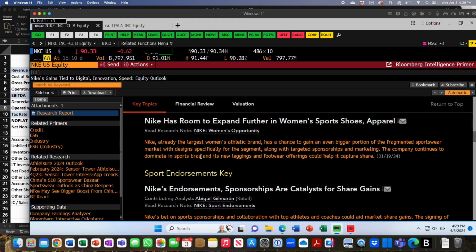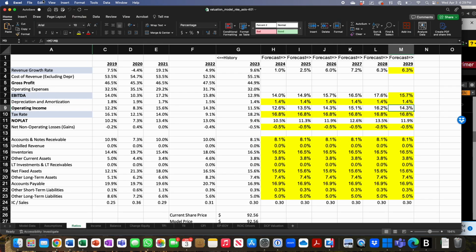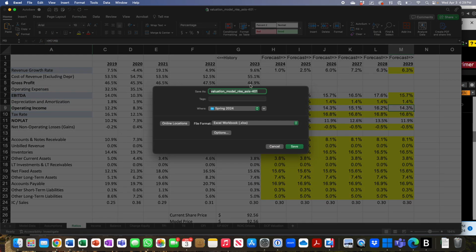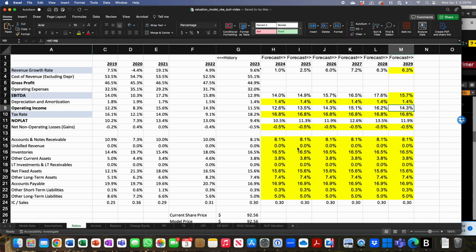Okay? So now we go into our bull and our bear. Doesn't matter which one you go first. But the point is, take your as-is file, save as, and I'm going to call this my bull. This is the one I'm doing for the video. Now, when you do a bull or a bear, I'm going to add the word reasonable.